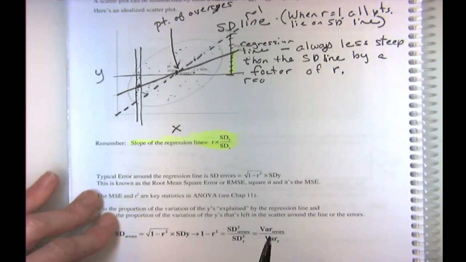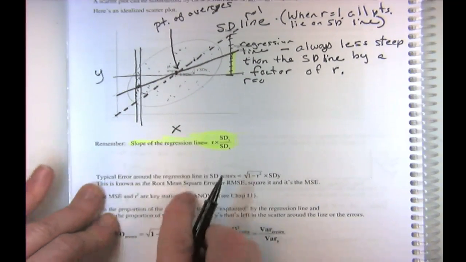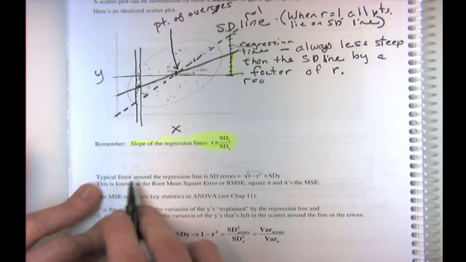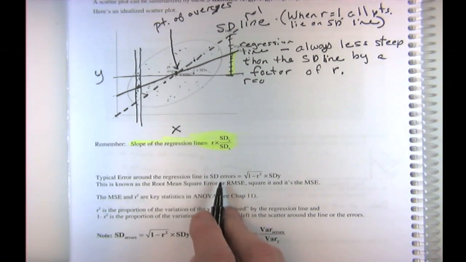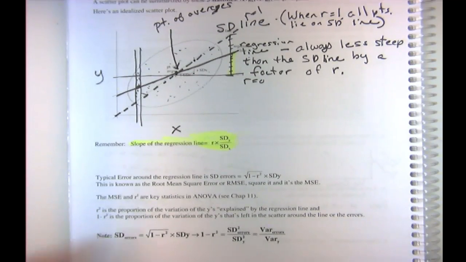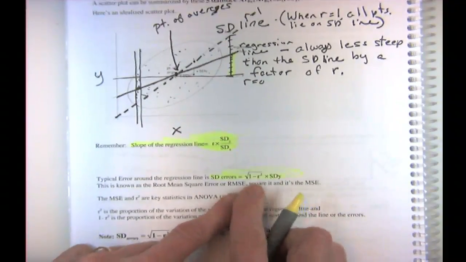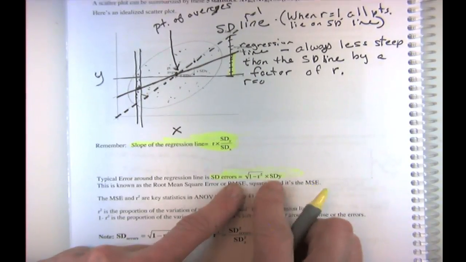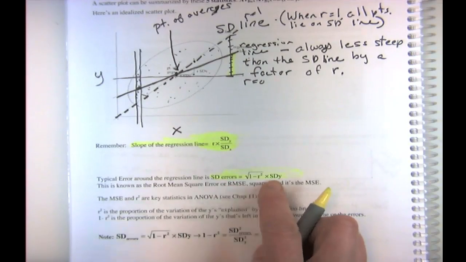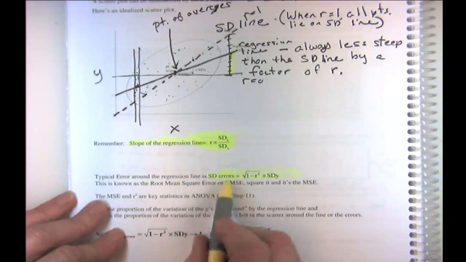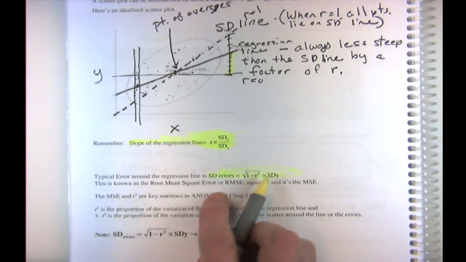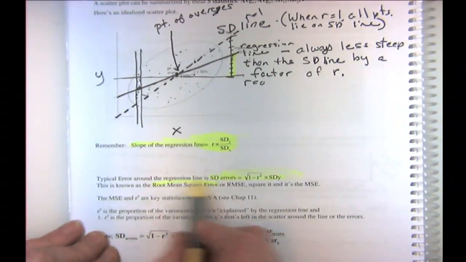We just have to look at one other thing, and we've had this in Stat 100, maybe other people haven't. The typical error around the regression line is called the standard deviation of the errors, and it's given by this formula, the square root of 1 minus r squared times the standard deviation of y. It's also called the root mean square error.